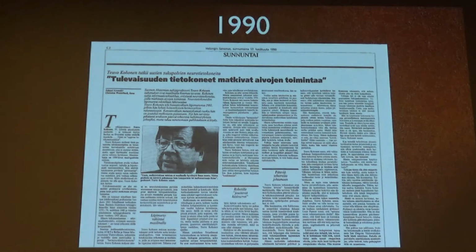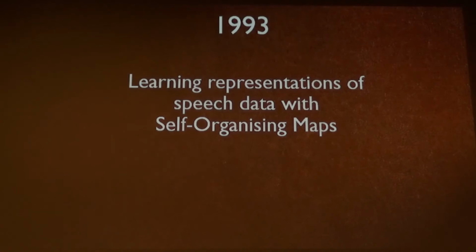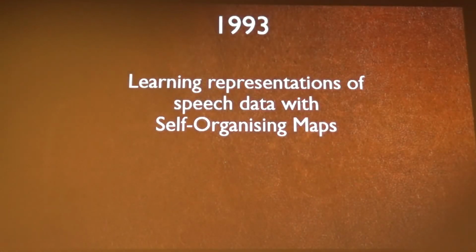In 1990, I was 17 years old, and I was planning to go into biochemistry or something, genetics. But then I read this article about neural networks. Pioneer in the field, Teuvo Kohonen, had written this stuff, and I completely fell in love with it. Brains, neural networks, this is the future. So 3 years later, I was his research assistant, working on learning representations of speech data with self-organizing maps.